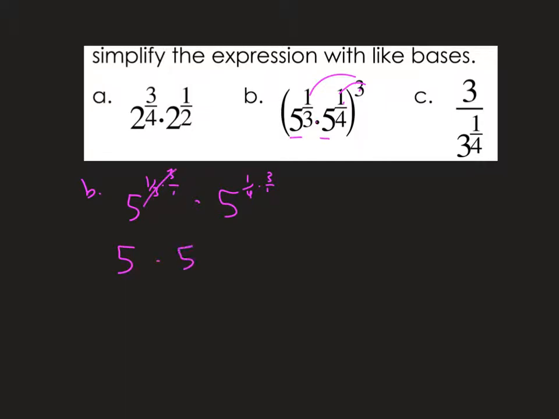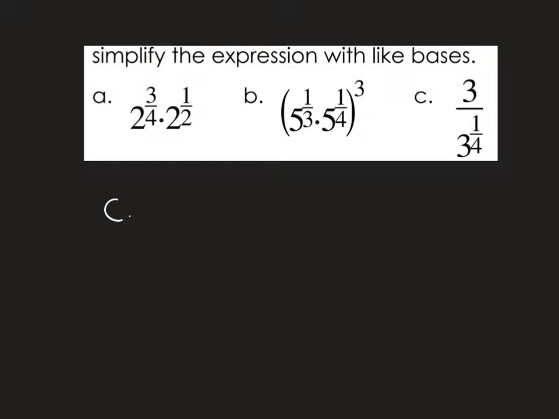Times 5 to the 1 times 3 is 3. 4 times 1 is 4. 5 to the 3/4 power. Now we have like bases getting multiplied, so technically that's a 1. A 1 in terms of fourths is 4/4, so that's 5 to the 4/4 times 5 to the 3/4, which is 5 to the 7/4. And that's a reasonable final answer.